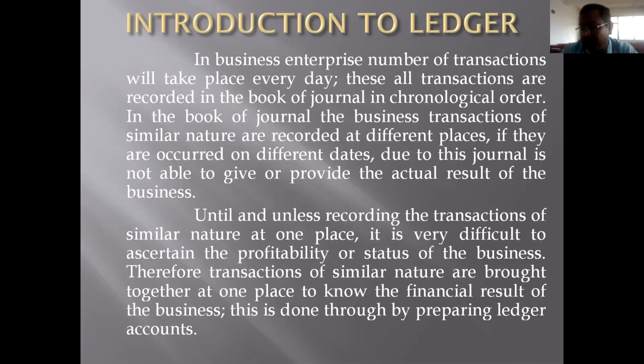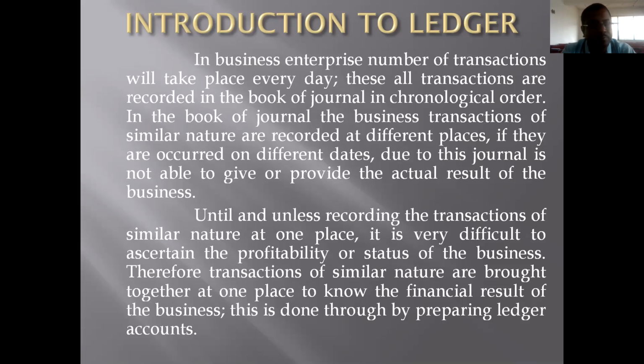Meaning, for example, there are 10 transactions and we passed journal entries for those 10 transactions, right? So in front of us, there are 10 journal entries. N number of times cash account has appeared in the book of journal, but we have not recorded all cash account transactions at one place. They appear at different places.